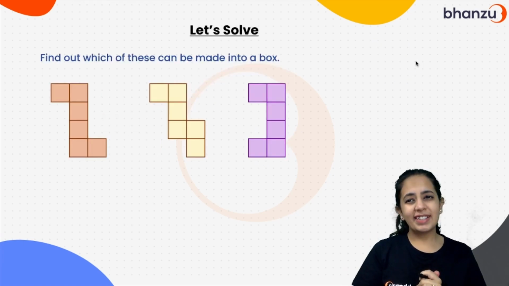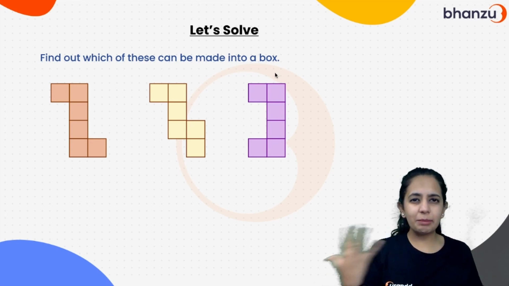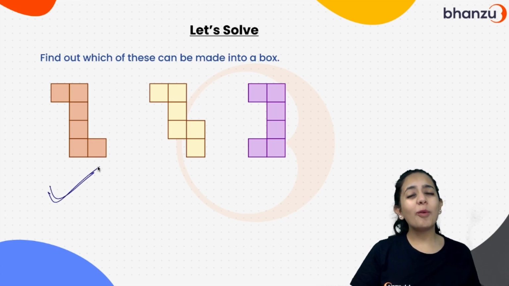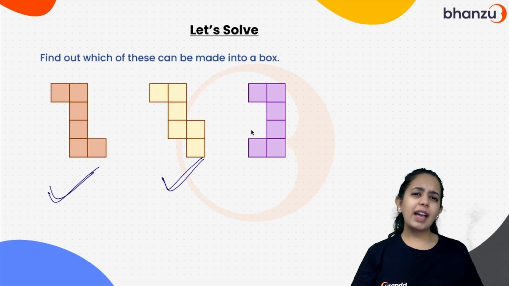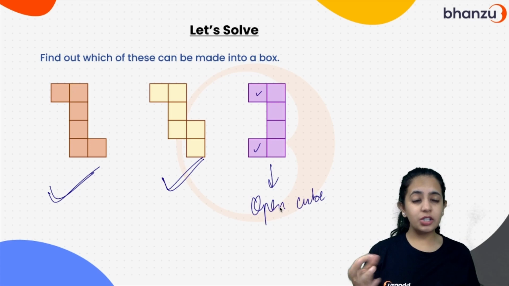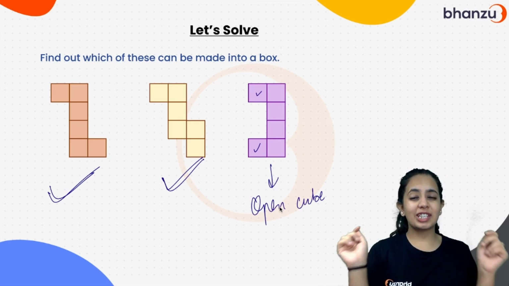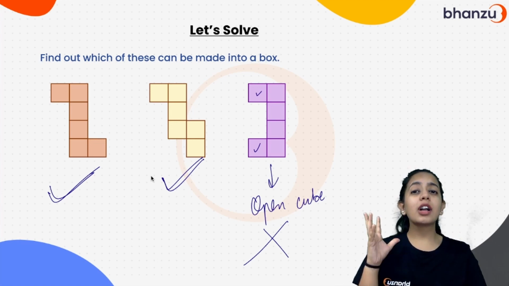Alright, now moving ahead. Find out which of these can be made into a box. The first one can obviously be made into a box. How about the second one? Yes, this can also be made into a box. Just try it out. Now, how about the third one? Actually, if you fold it, you can get an open cube, and these two parts might come onto each other. You can get an open cube, but a box, no, it will not give you a closed cube. So the answer is no to this one. Only the first and second can be made into a closed box.